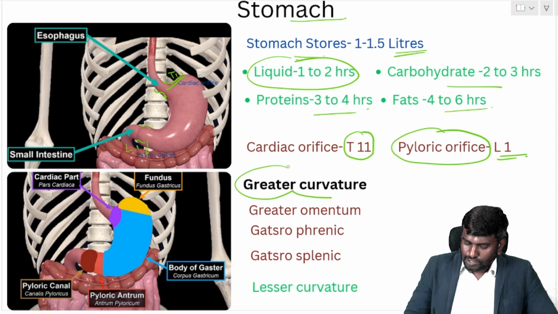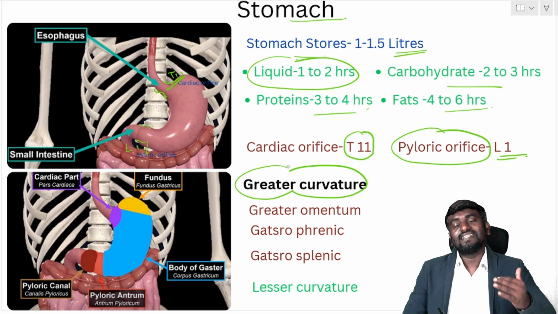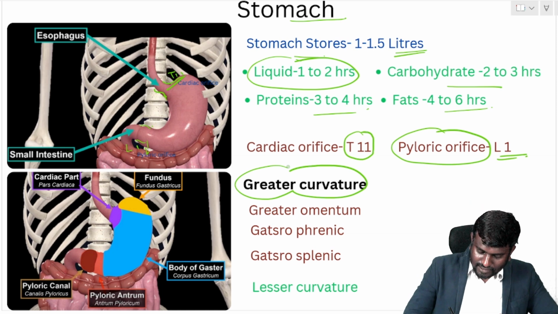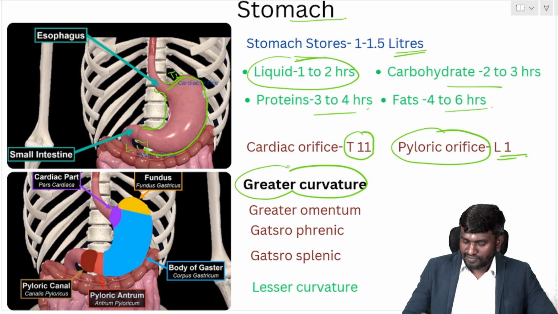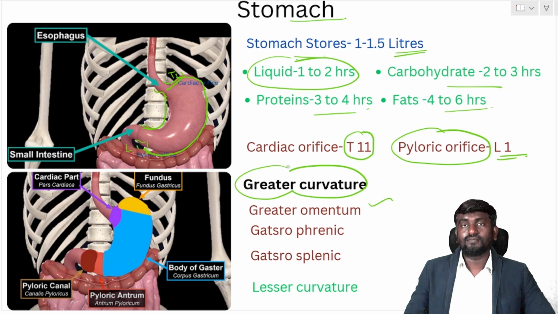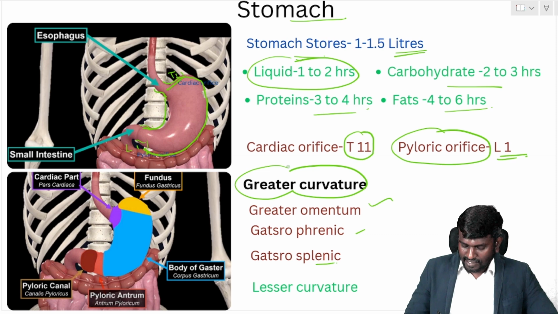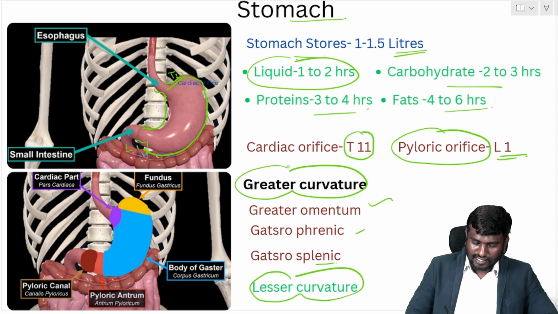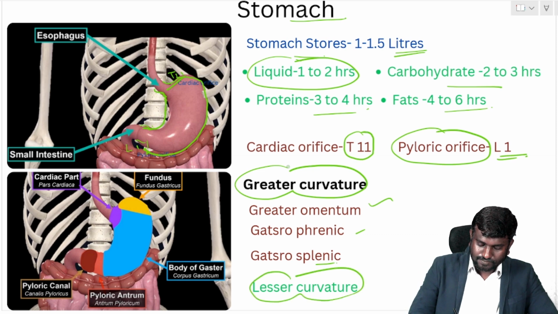Now, remember, we need to also study the greater curvature and the lesser curvature. This large area is called what? The greater curvature, and this is called lesser curvature. What are the components of greater curvature? It includes greater omentum, gastrophrenic and also gastrosplenic ligaments, phrenic and the splenic. And along with this, you need to also know the lesser curvature, which is right over here.